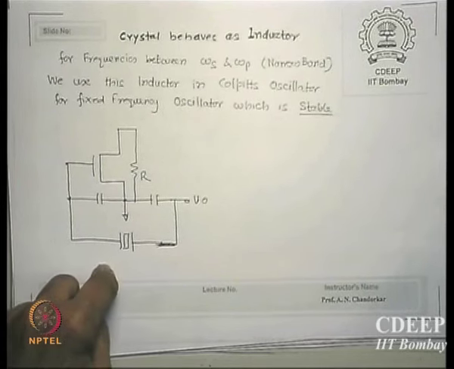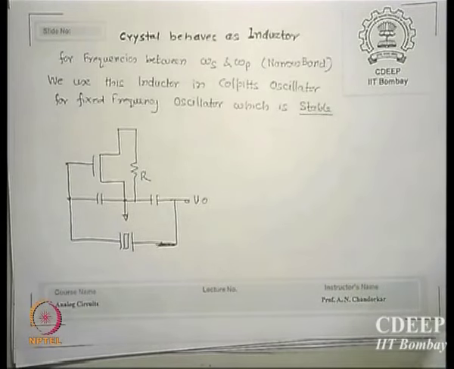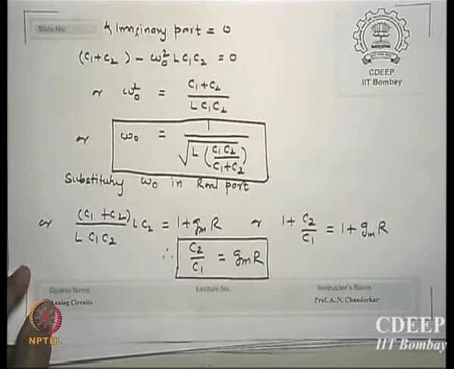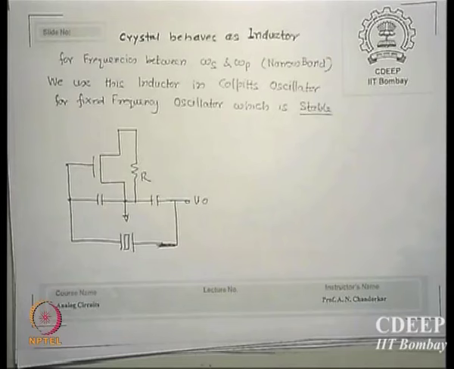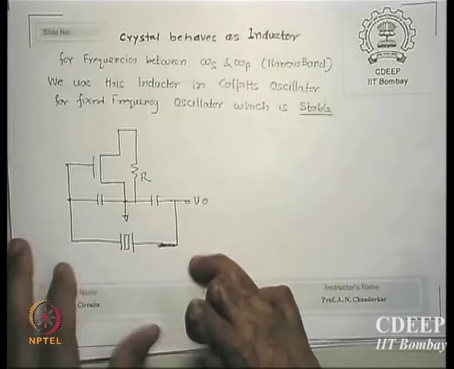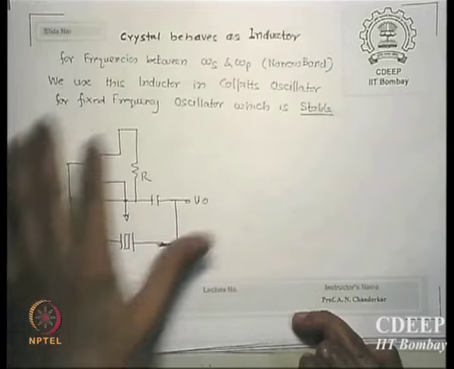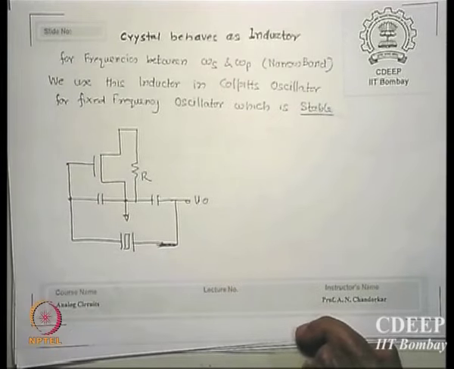The equivalent inductance here is the same as in the formula I gave for Colpitts. The inductance value will come from the crystal. Is that okay? So, this is how crystal oscillators are actually used. Crystal oscillators do not really give their own oscillation per se directly. They fit into a Colpitts combination and you replace your inductance by a crystal. And the frequency that we are operating at should be such that this behaves like an inductor, so the Colpitts oscillator will oscillate between omega s and omega p.